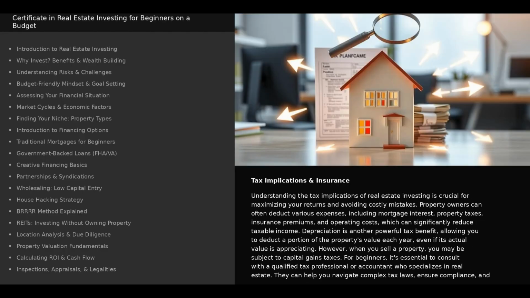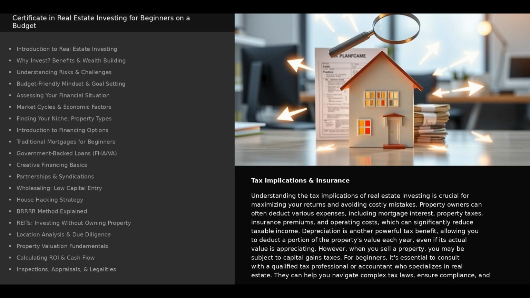Tax implications and insurance. Understanding the tax implications of real estate investing is crucial for maximizing your returns and avoiding costly mistakes. Property owners can often deduct various expenses, including mortgage interest, property taxes, insurance premiums, and operating costs, which can significantly reduce taxable income. Depreciation is another powerful tax benefit, allowing you to deduct a portion of the property's value each year, even if its actual value is appreciating.